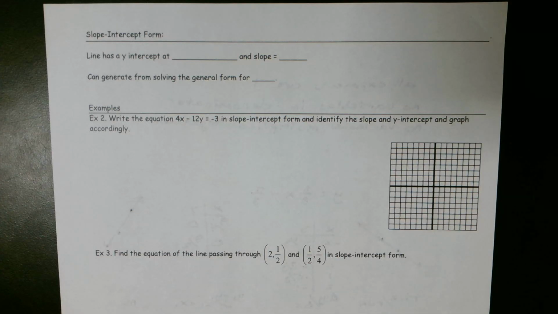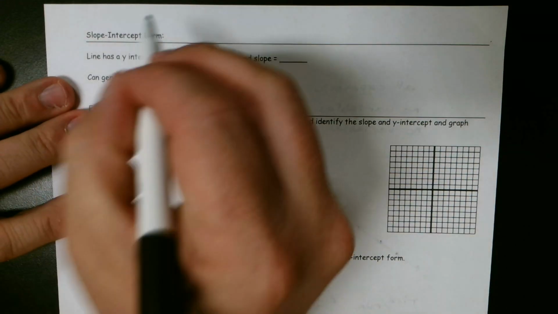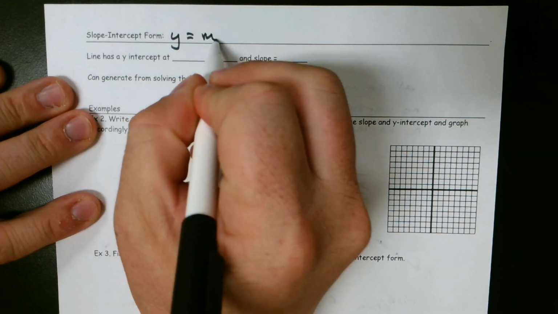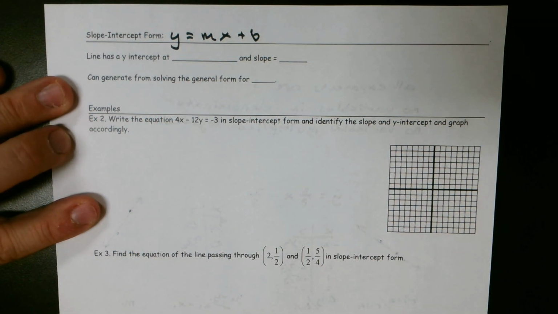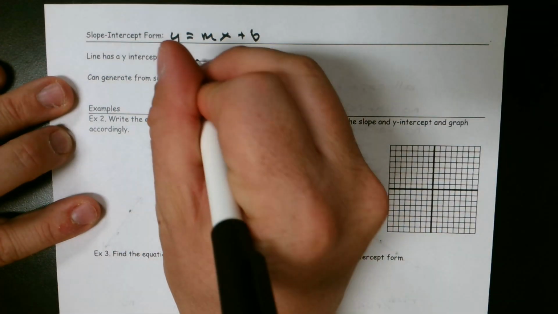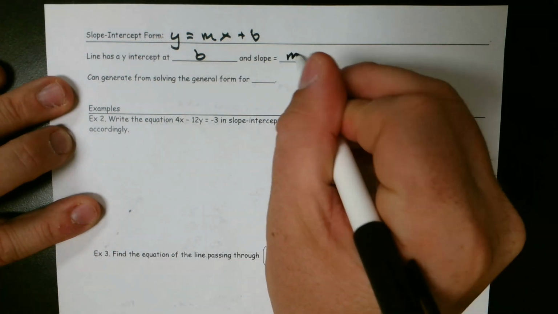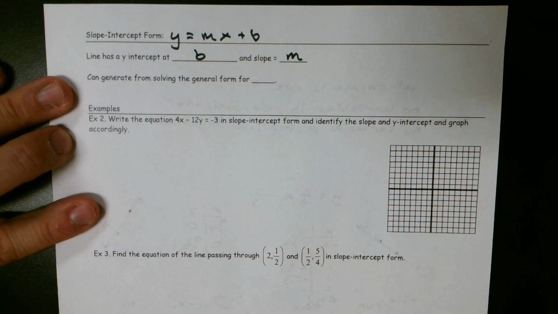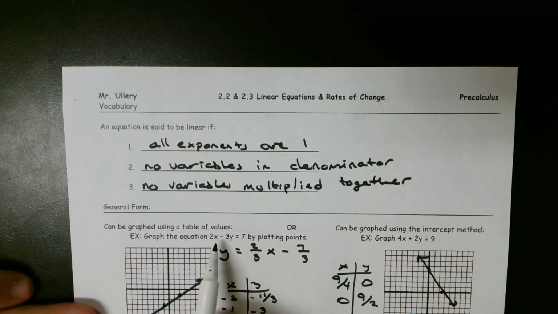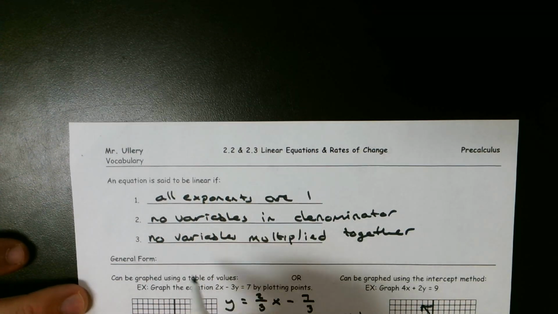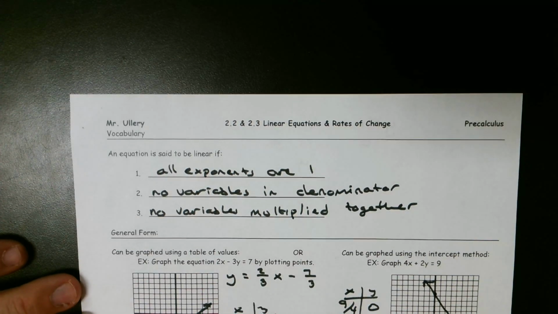Okay, now let's talk about slope-intercept form. Specifically, y equals mx plus b, probably the one you're most familiar with. So the line has a y-intercept at b and a slope of m. And we can generate it from solving the general form for y. The general form, which we just saw over here. Okay, general form, if you want to rewrite it out from here to here, solving for y.